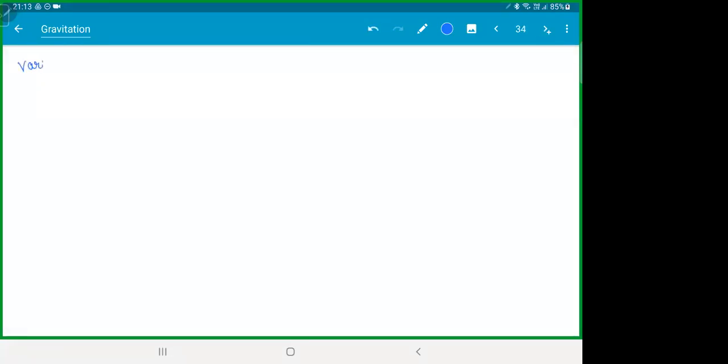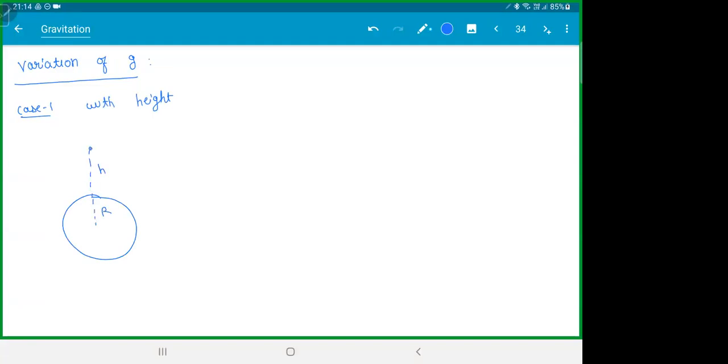Variation of g. Case one, with height. What happens if you go away from the Earth's surface? So let's say you're taking a height h above the surface. This radius is R. So this body will experience a force of GMm by the distance square, R plus h whole square. This is what we are calling m into g apparent, or g effective also you can call it.